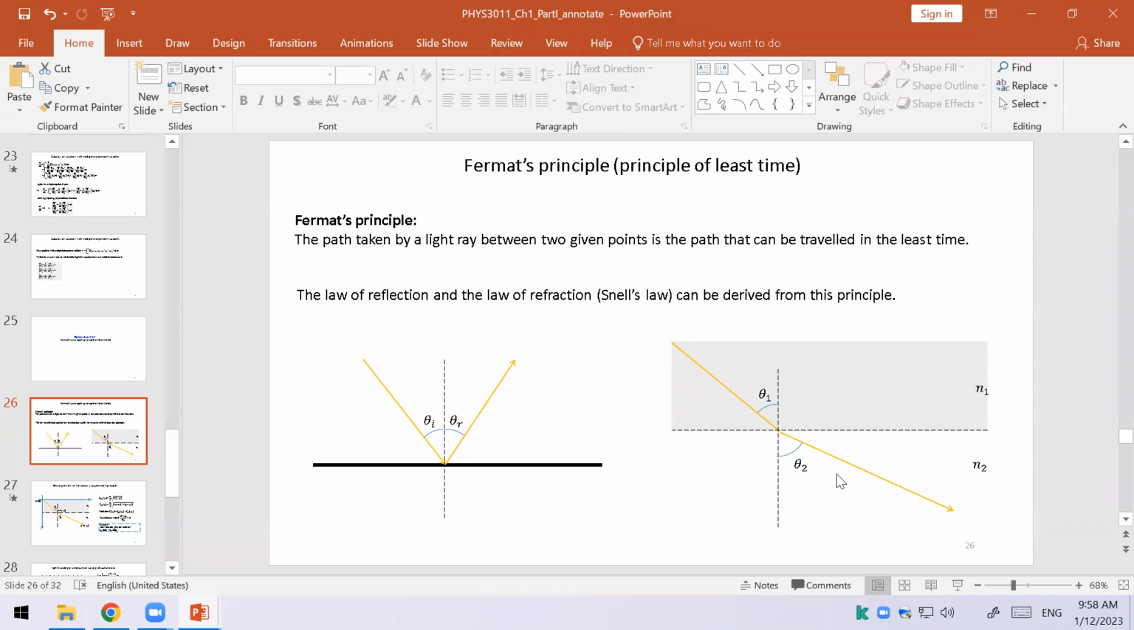So why is the angle of incidence equal to the angle of reflection, and why are the incidence angle and the refracted angle related by Snell's law? What Fermat said is that the path taken by a beam of light between any two given points is the path that can be traveled using the least time.